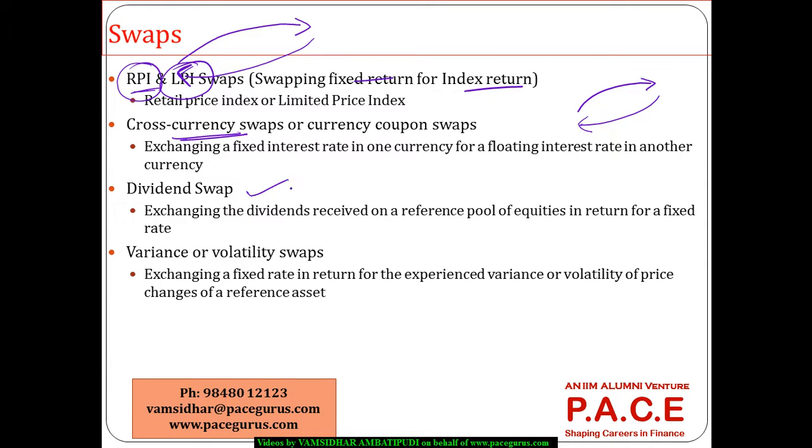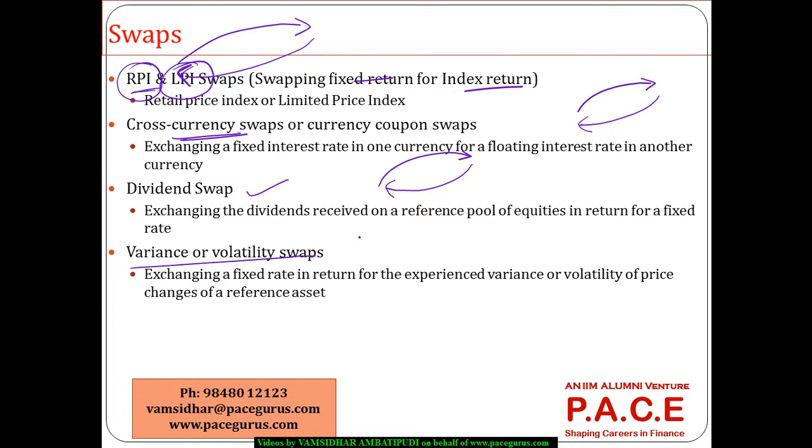Or I can look at a dividend swap. The dividend received on one single asset or a series of equity stocks, the dividend received on that series of equity securities, is exchanged for a fixed rate of return. That's also a kind of swap.